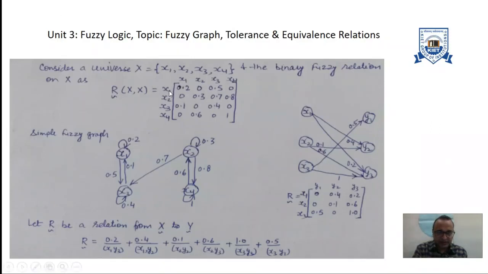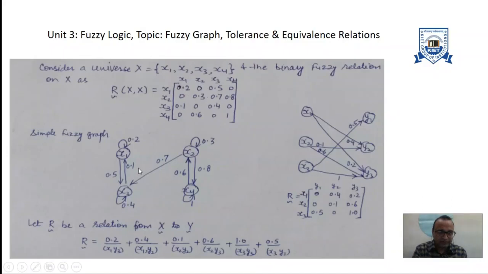It shows that x1 is related to x1 with the membership value 0.2, x1 is not related to x2, it is related to x3 with the membership value 0.5, it is not related to x4 at all, like this. So it means we have a relationship on x cross x.